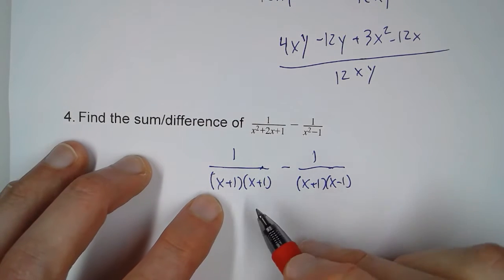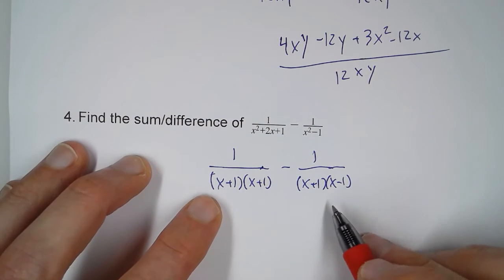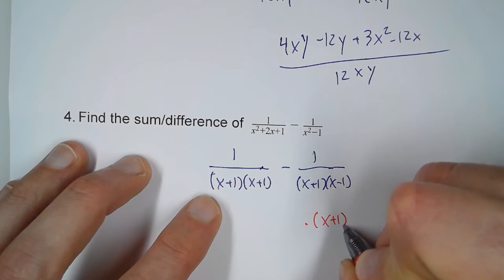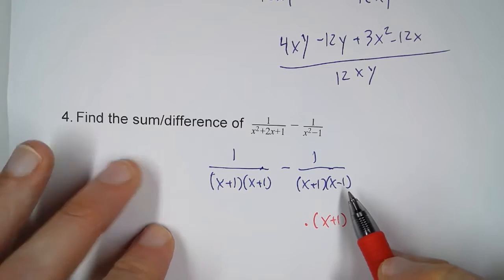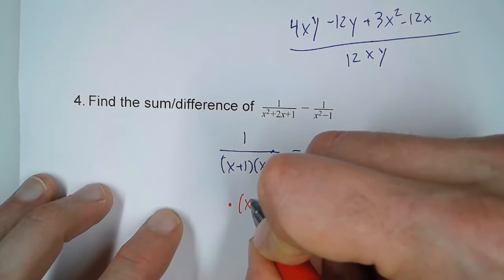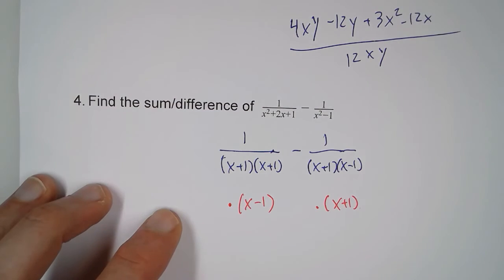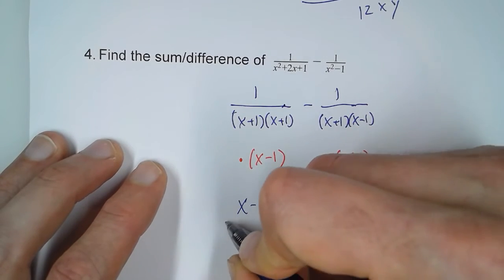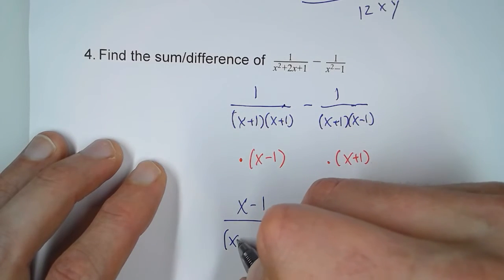Now this fraction has two x plus 1s. This only has 1. So here we have to multiply by the quantity x plus 1. This fraction has an x minus 1. This one doesn't. So we have to multiply this by x minus 1. So this fraction is going to be x minus 1 all over x plus 1.